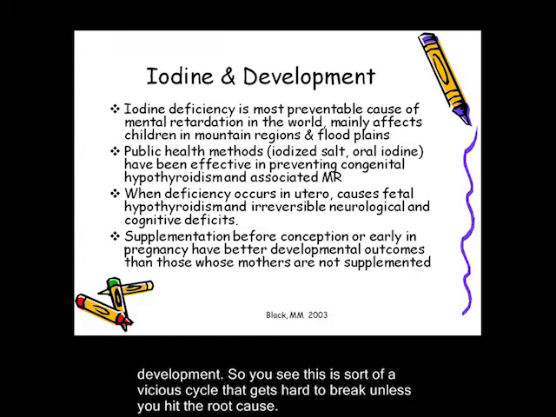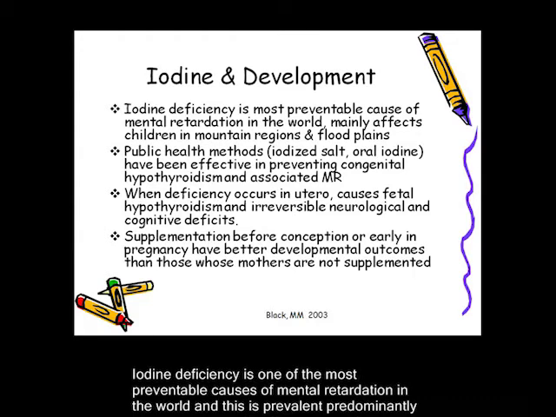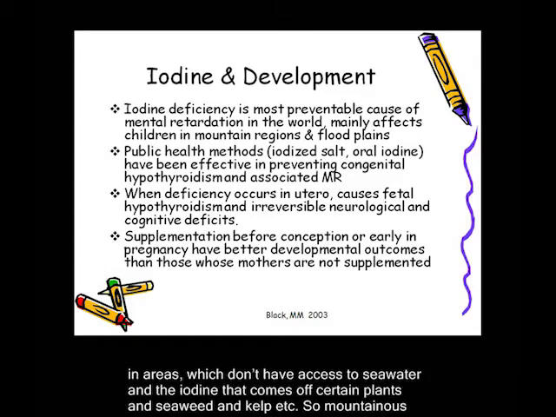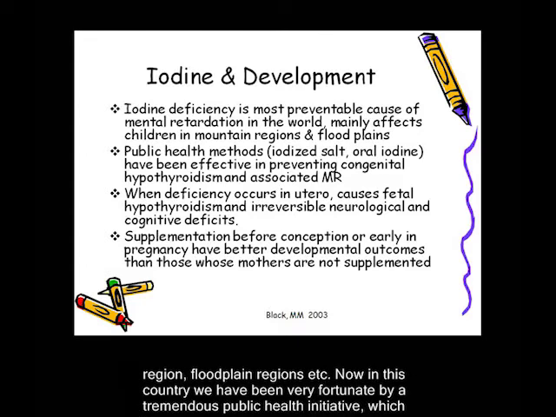Iodine deficiency is one of the most preventable causes of mental retardation in the world. And this is prevalent predominantly in areas which don't have access to seawater and the iodine that comes off certain plants and seaweed and kelp, etc. So mountainous regions, floodplain regions, etc.